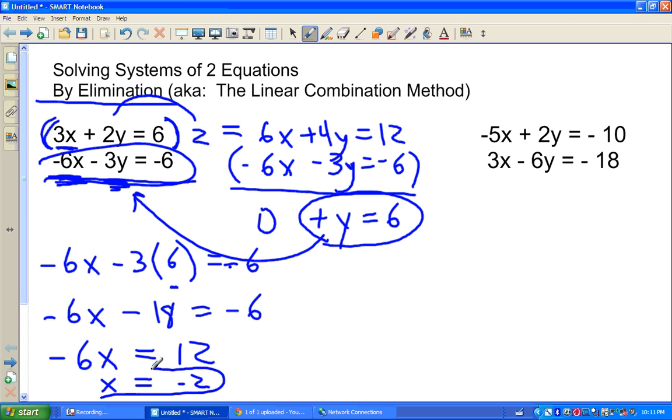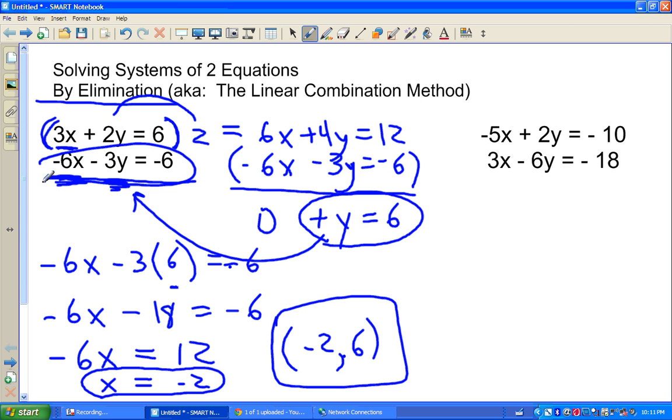So x equals minus 2, y equals 6. You could write this as an ordered pair, minus 2 and 6. Now that is the point where those two lines intersect. So this is the solution of this system of two equations. Okay, if I were to graph these two equations, they would intersect at x equals minus 2, y equals 6. You need to understand what that means. Okay, so let's move on here.